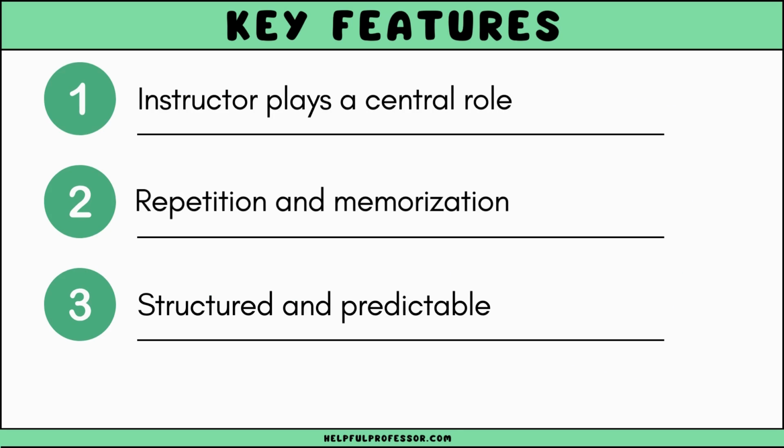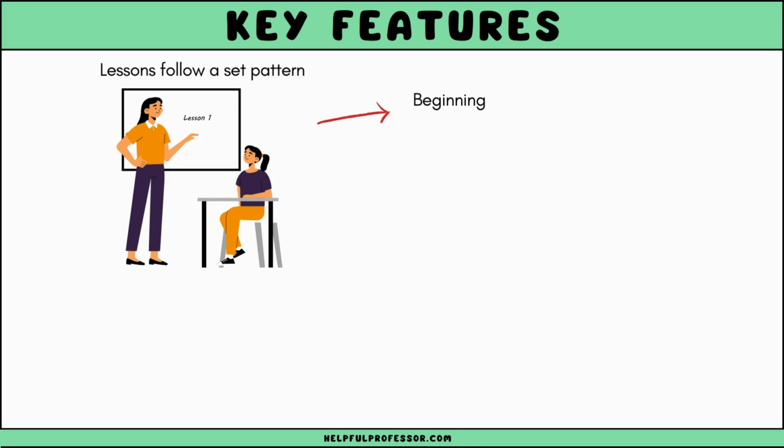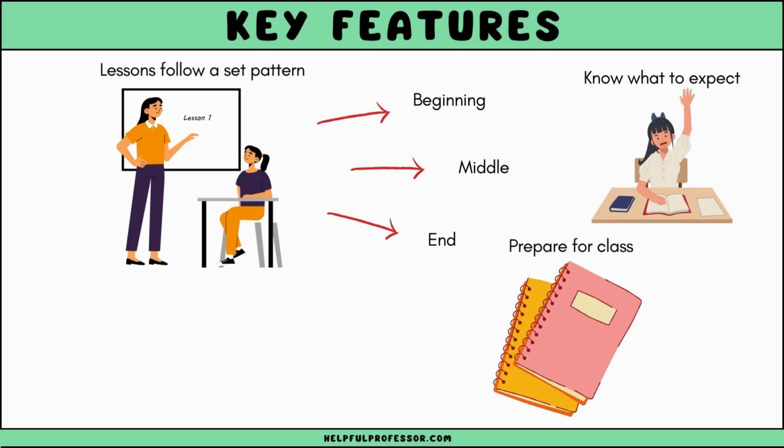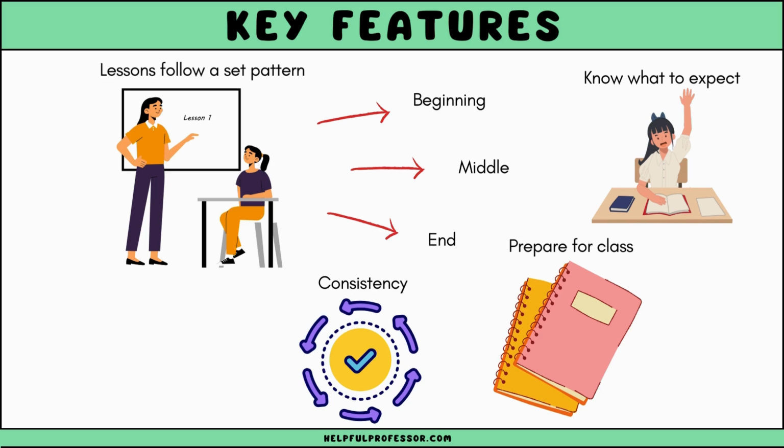Thirdly, passive learning is typically structured and predictable. Lessons follow a set pattern, with a clear beginning, middle, and end. This structure can help students know what to expect and how to prepare for classes. It also allows for consistent and uniform delivery of content across different classes and schools.